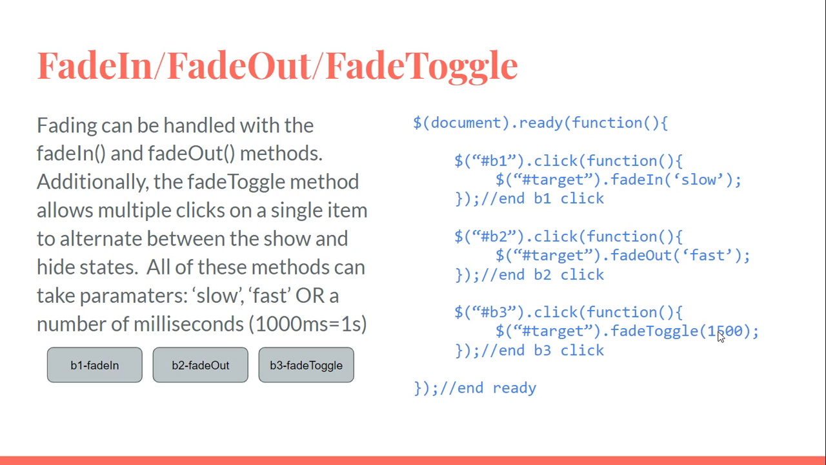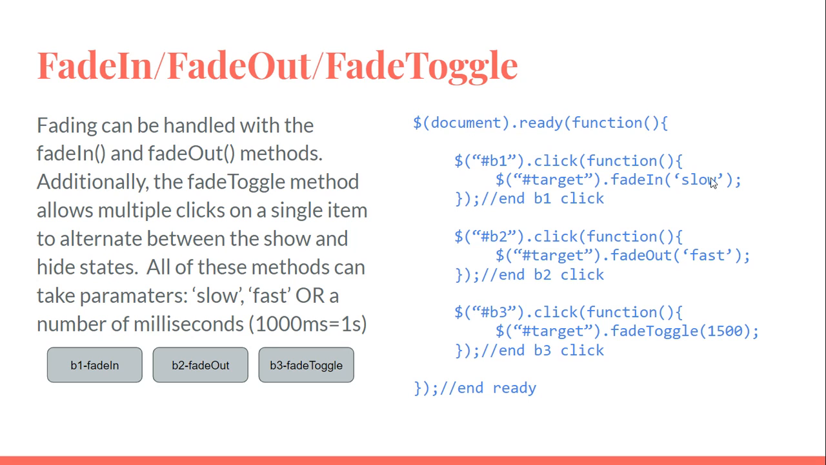Remembering that 1,000 milliseconds equals 1 second. When I send in slow, it has a speed of 600 milliseconds. When I send in fast, that's the equivalent of writing 200 milliseconds. If I call fade in or fade out with no parameters inside the parentheses, it will default to 400 milliseconds, so just about half a second.